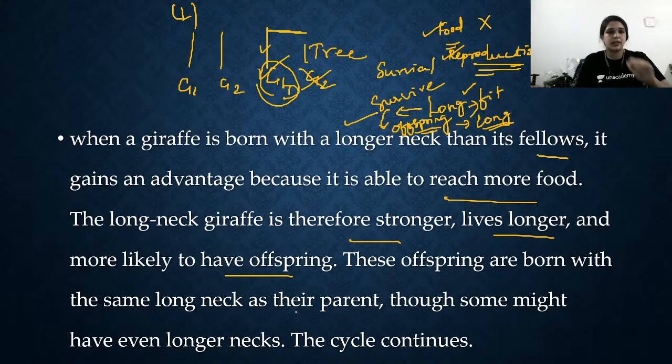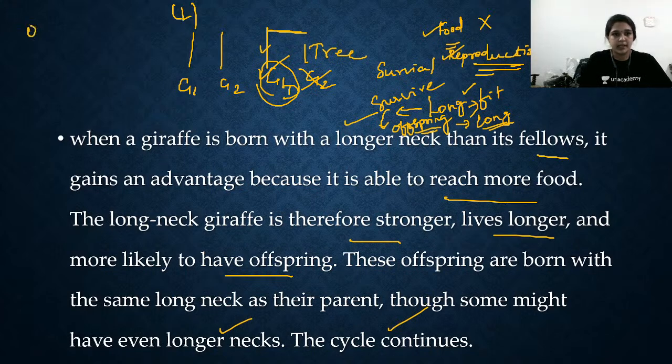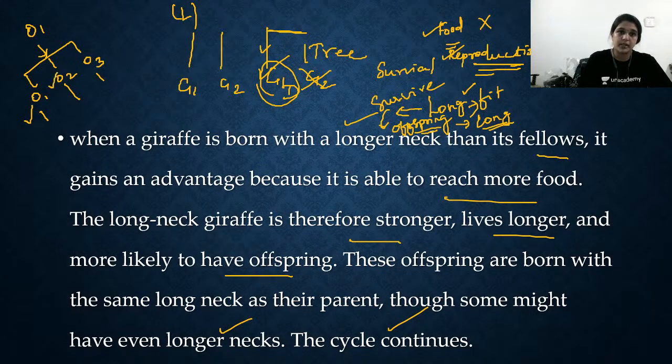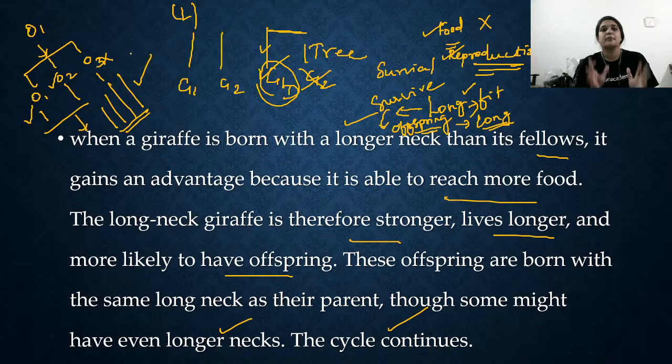Yes. These offspring are born with the same long neck as their parent, though some might have even longer necks. The cycle continues. Now, what happens? There is an organism generating three offspring. This one is having a long neck. This is having an even longer neck. This is having a short neck. So this organism will survive. This organism will survive even better. This organism will die. So when they start breeding, what happened? It will start increasing the size. So when they reach the optimum size, what happens? That particular species survives and this cycle continues.